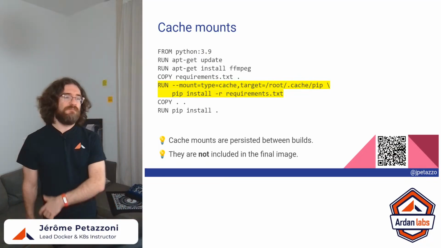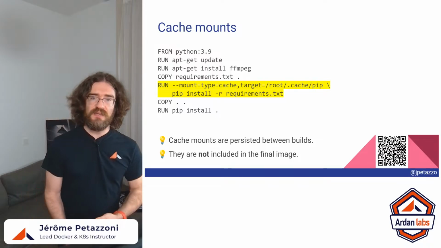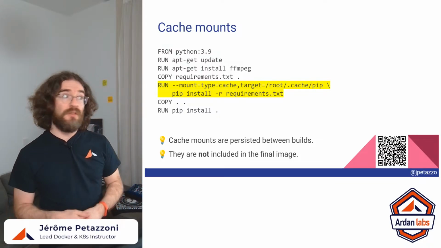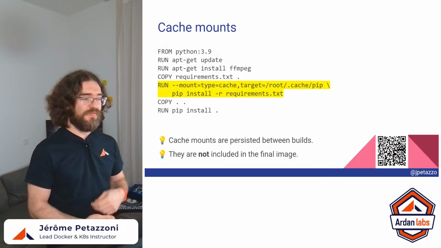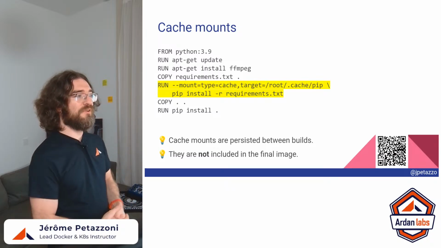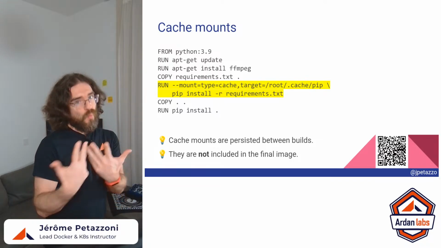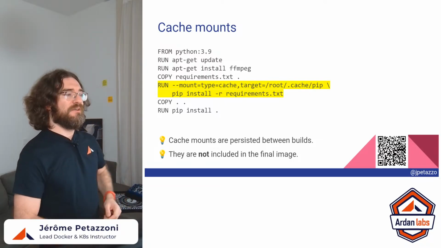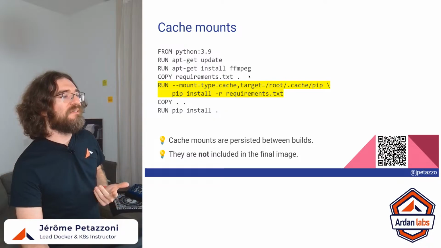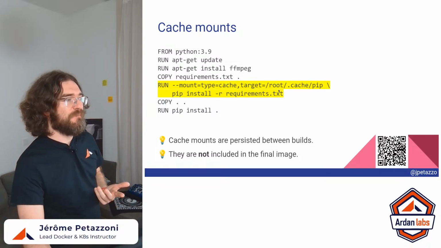If you're not building with pip, if you're using something else like UV, or if we're not building Python, but something with Java and Maven or whatever, then you can use that docker diff trick to know where is the download cache so that I can know what target I should put in my cache mount.